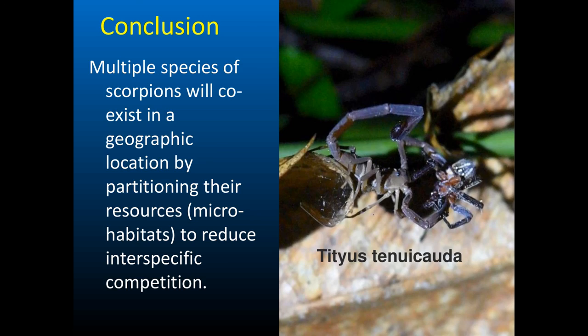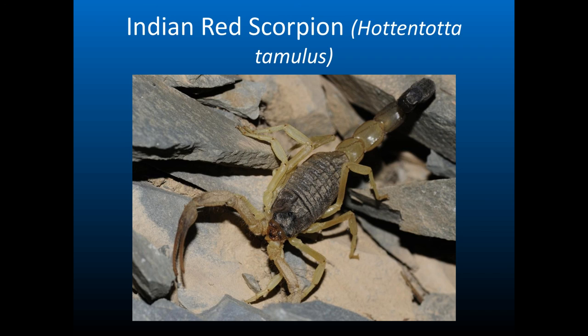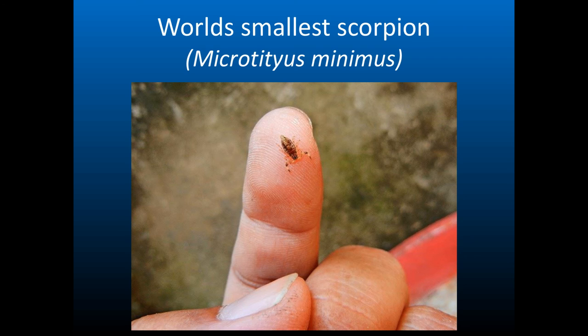But these are just some little things to end with. The deadliest scorpion in the world is the Indian red scorpion. That's found in India, Pakistan, those areas. That's extremely highly venomous. Right, this is a Microtityus species, the world's smallest scorpion. That's an adult female. Our species is not much bigger than that, by the way. So we could go along.